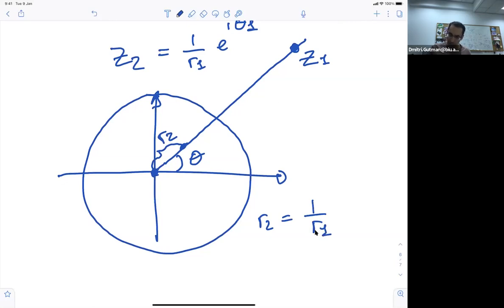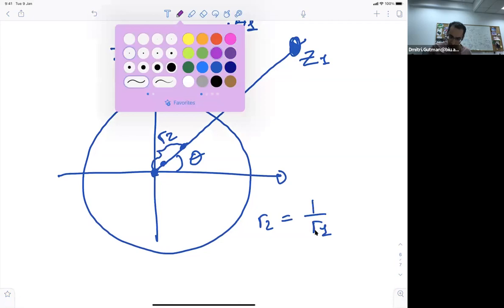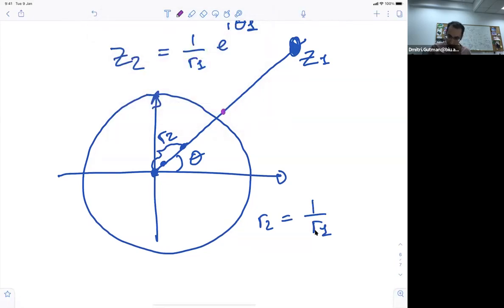So the further you take a point from the center, the closer to the origin you get its reflection. The closer to the boundary you take the point, the closer to the boundary you get the reflection. The point at infinity will be mapped onto the center of the circle.